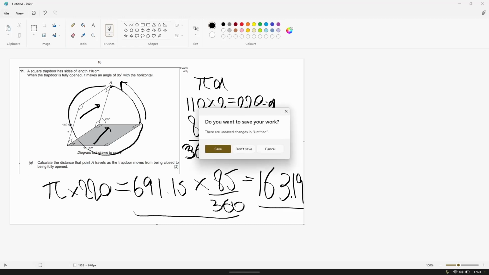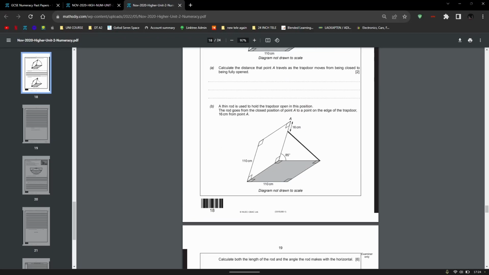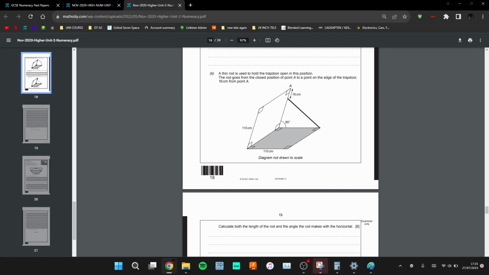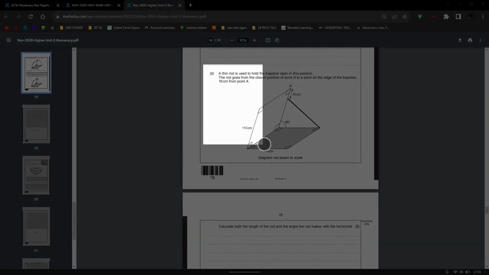Okay, so I'm just going to clear that out, and then on to the next one, which is a bit tougher. So a thin rod is used to hold the trapdoor open in this position. The rod goes from closed position, point A, to the point on the edge of the trapdoor. So to find the length of the rod, we need to use the cosine rule.